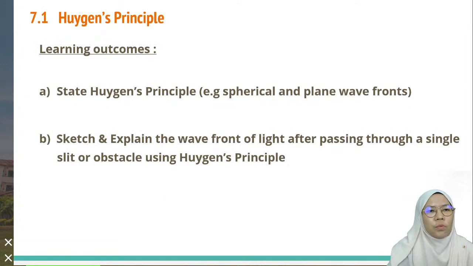So let's start off with Huygens principle. The learning outcomes: students should be able to state the Huygens principle in the context of spherical and plane wavefronts. And then, sketch and explain the wavefront of light after passing through a single slit or obstacles.